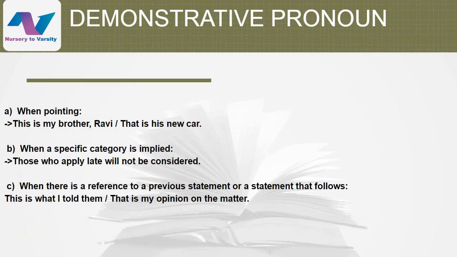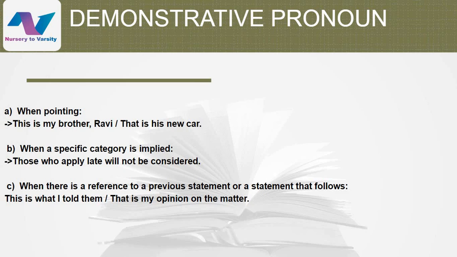So in demonstrative pronoun, first thing when we use this is while pointing. Like, this is my brother Ravi. This is his new car. Second is specific, when a specific category is implied. Like, those who apply late will not be considered.